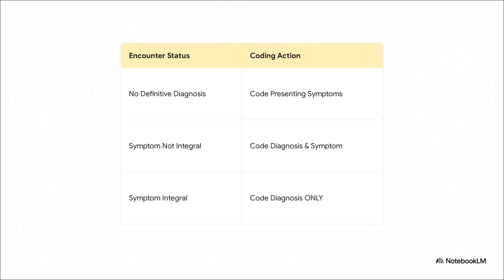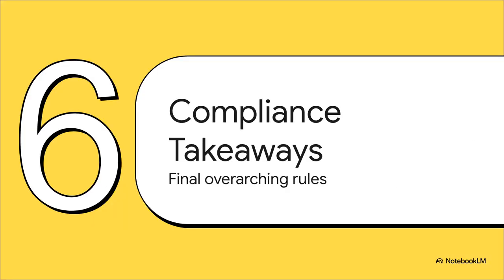Here is a quick logic cheat sheet for you. No definitive diagnosis? Code the presenting symptoms. If the symptom is not integral to the disease, you code the diagnosis and the symptom. But if that symptom is integral to the disease, you code the diagnosis only. It's that straightforward. Finally, Section 6, Final Compliance Takeaways.